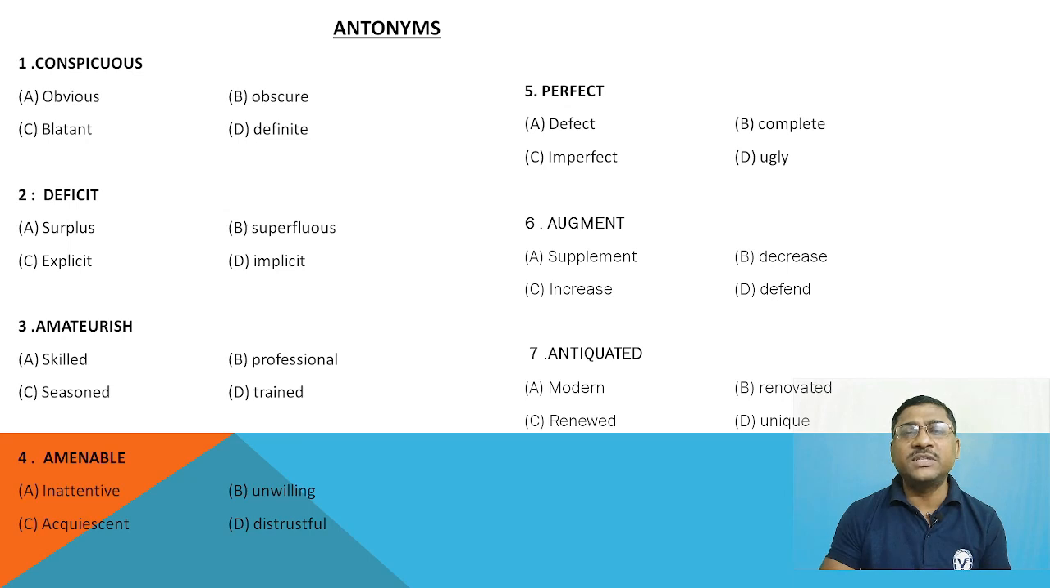Superfluous means which is flowing on the top. Super means upar. Flu is the root word for fluid. Flu is the root word for flow. The word fluid has come from the root word flu. F-L-U. And flu means to flow. Which flows on the top is superfluous.